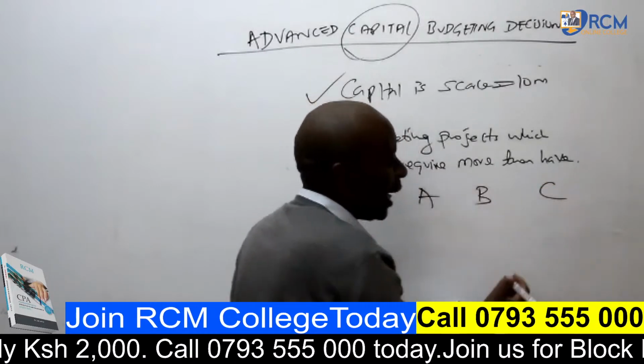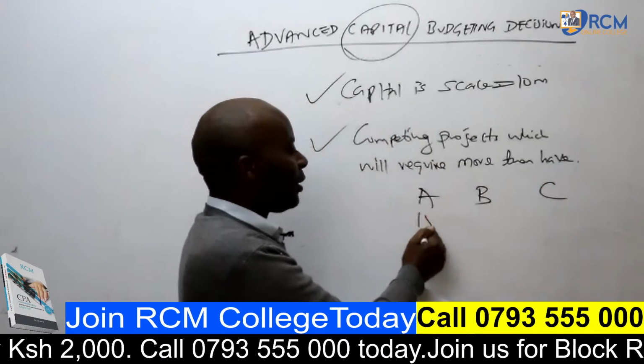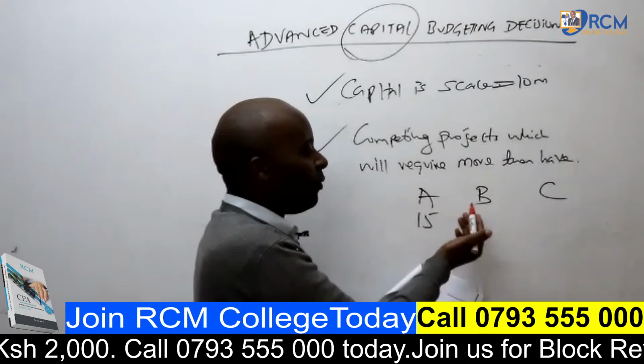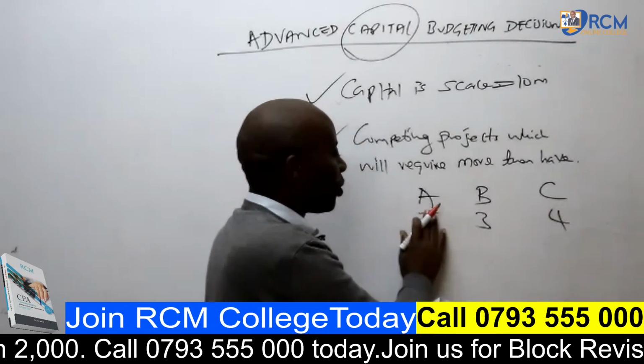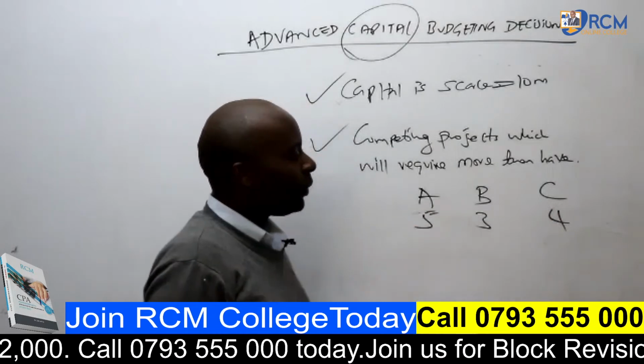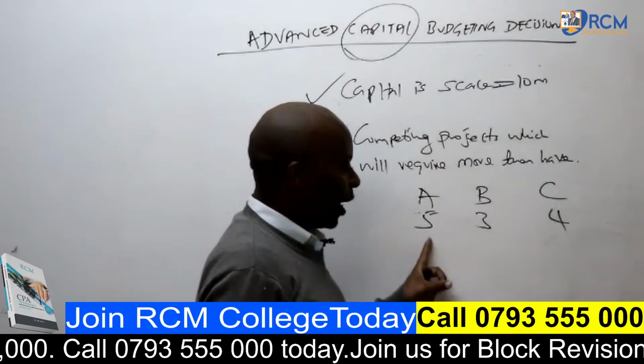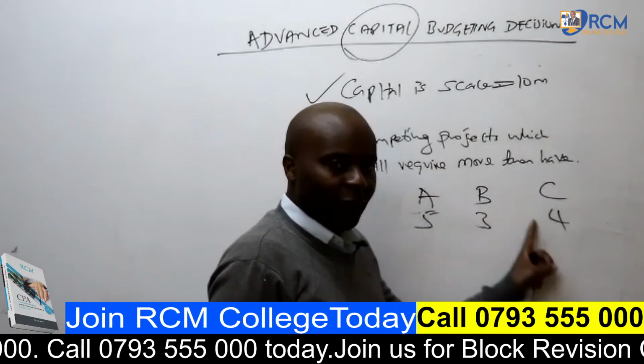Project A, B, and C. A, for example, wanting 15 million. B, for example, wanting 3 million. C, for example, wanting, say, 4 million. Call these 5 million like that. So you add these three. 5 plus 3 is 8. Plus 4, we are talking of 12.